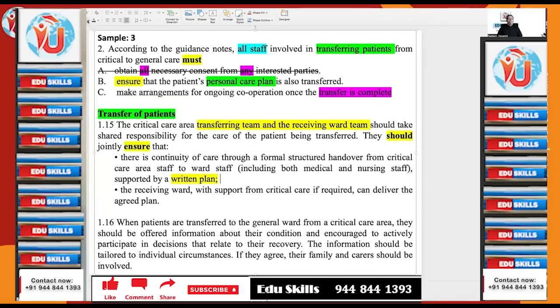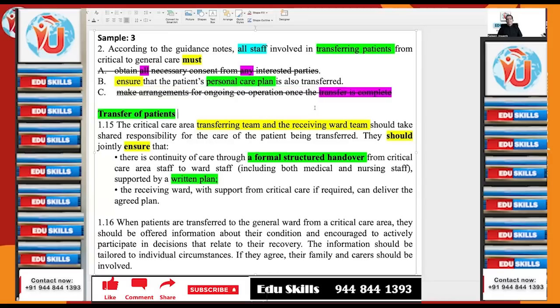Equivalent of which? Personal care. Okay. A written plan is synonymous with a personal care plan. Anything else? A formal structured handover. What does it mean? Personal care plan. Actually, we have seen that the first one has two absolutes, so we'll eliminate it.